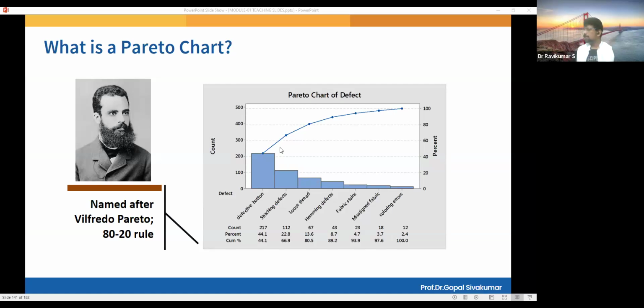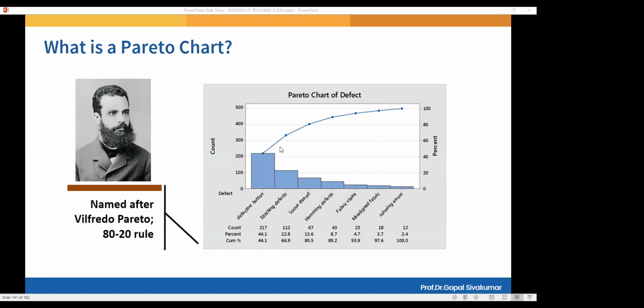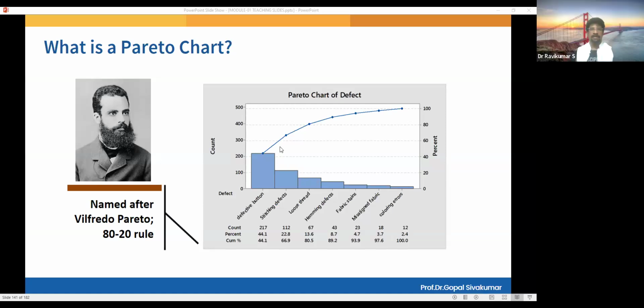You have so many data displayed in this Pareto. You can see there is a histogram bar which represents the type of defects and the number of defects. On the left hand side, you have the count of defects. On the right hand side, you can see the percentage of defects. Then here you can see a curve.